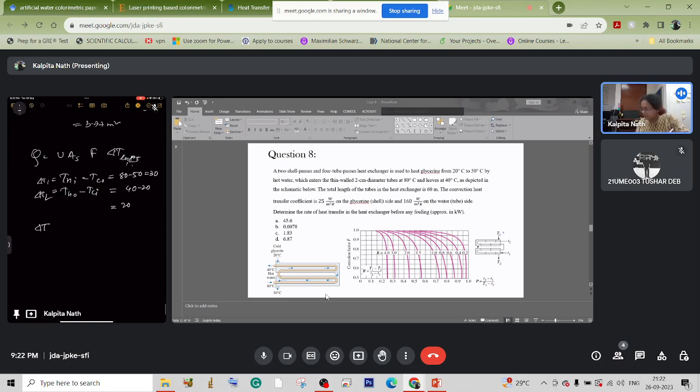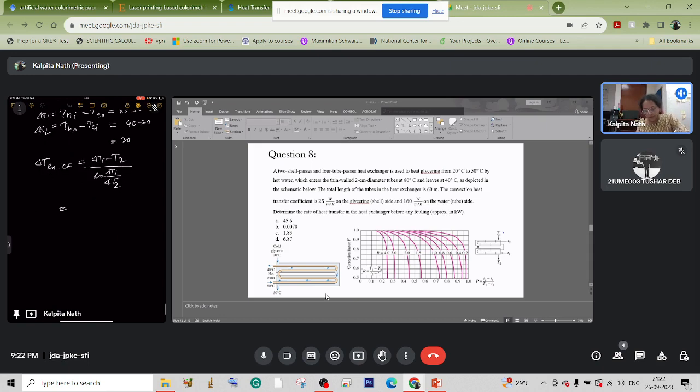So delta T ln, that is the log mean temperature difference, is equal to delta T1 minus delta T2 upon ln delta T1 by delta T2. So this will come out to be 30 minus 20 upon ln 30 by 20. So this is 24.66 degrees Celsius.